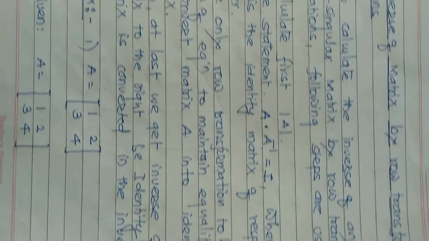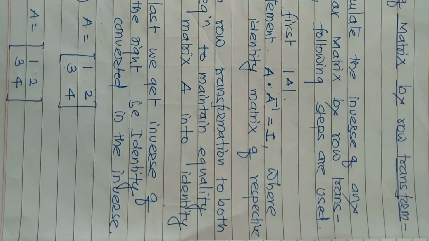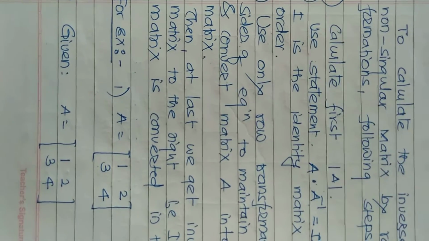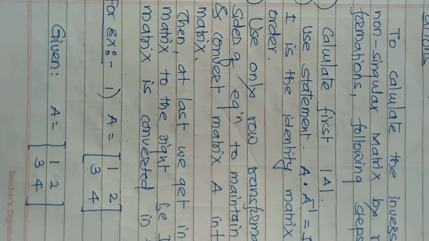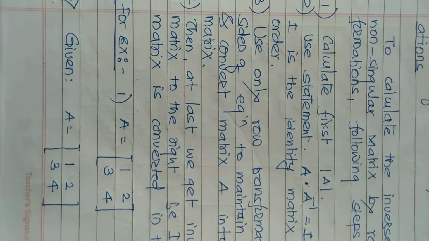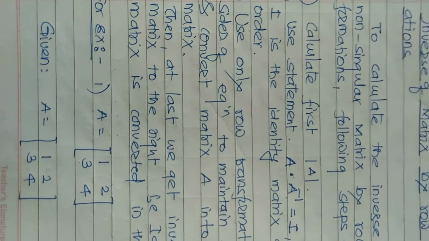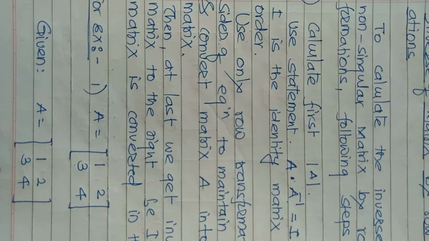To calculate the inverse of any non-singular matrix, that means determinant is non-zero, by row transformations, we can use the following steps. As far as row transformations are concerned, you know that three types are there. If we have to calculate the inverse of a matrix by row transformations, then only row transformations we have to use. So first calculate the determinant of that particular matrix.